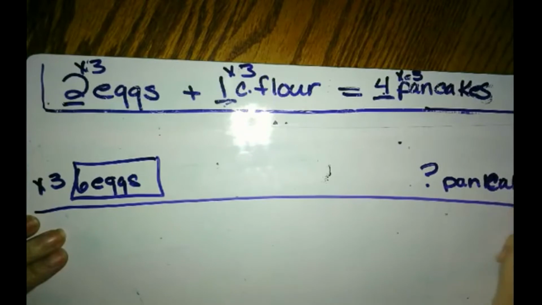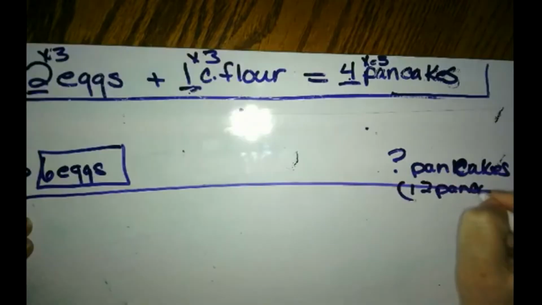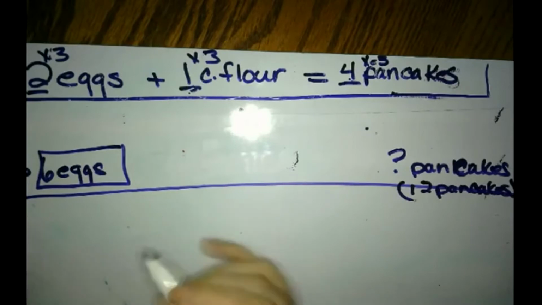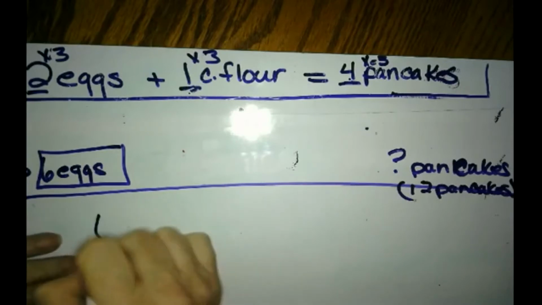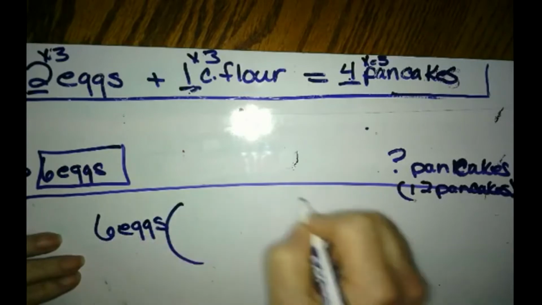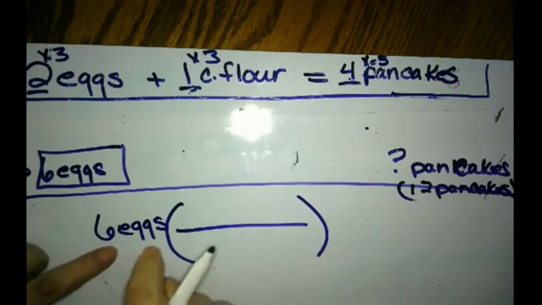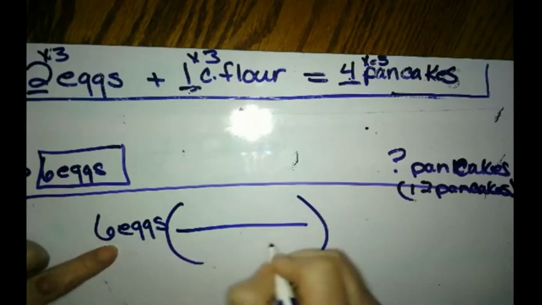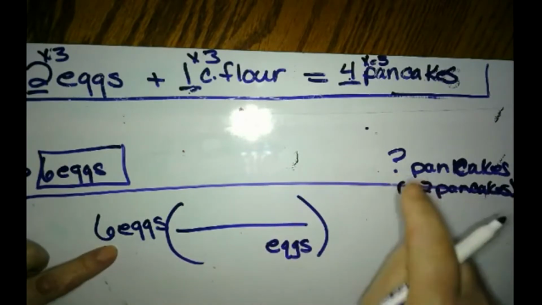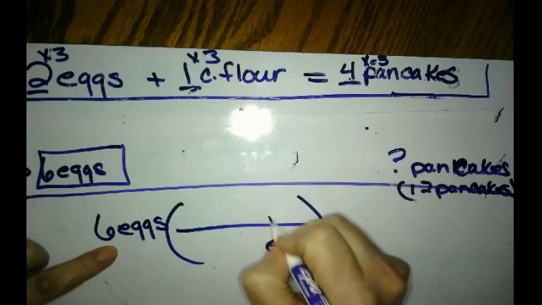Pancakes. And I'm just going to put this on the side. We know that was 12 pancakes, right? Pancakes. So this is our mole ratio, and our ratio is just like our conversions. I start with 6 eggs, okay? I don't want to know how many eggs anymore, so I put my eggs on the bottom, and my question mark where I'm going to is pancakes.